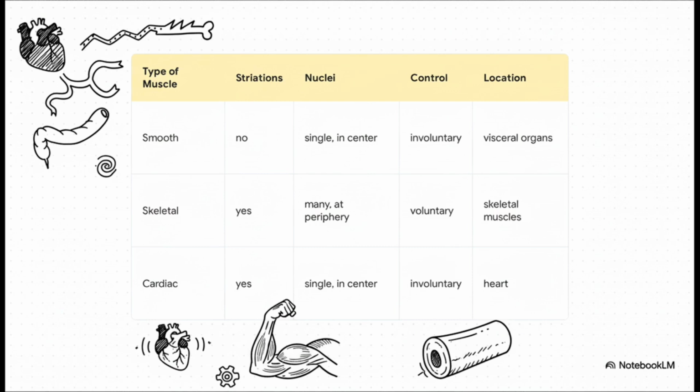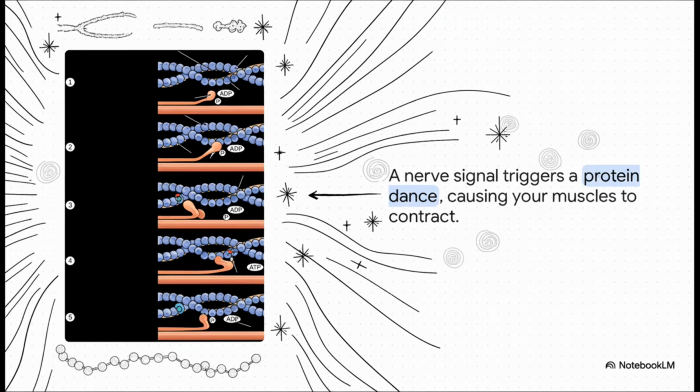For example, this simple table breaks down your entire muscular system into just 3 types. You've got the smooth muscle in your organs, the skeletal muscle you use to move, and the amazing cardiac muscle that just keeps your heart beating, no questions asked. We're going to build your understanding piece by piece, just like this. And once we get the big picture, we're going to dive deeper, a lot deeper.